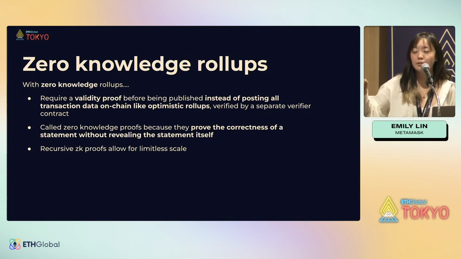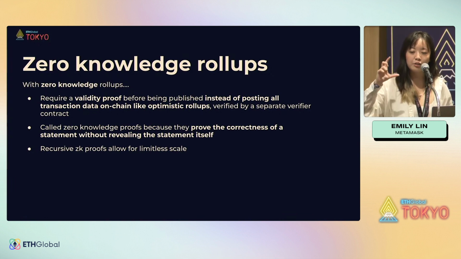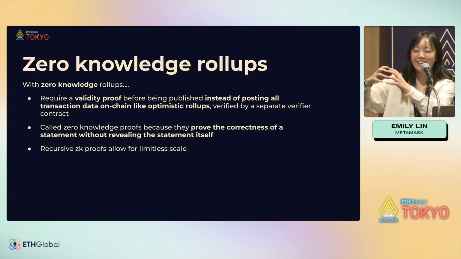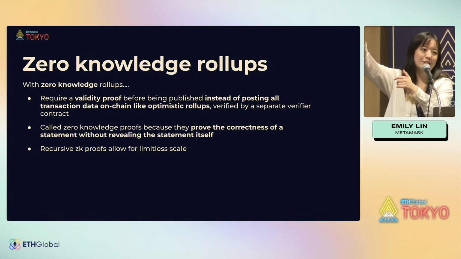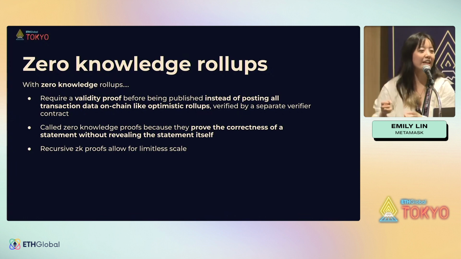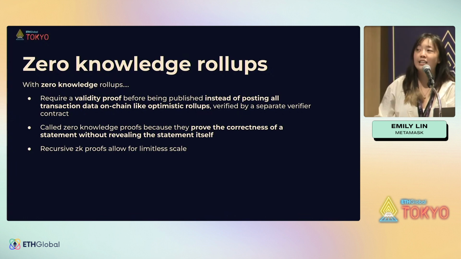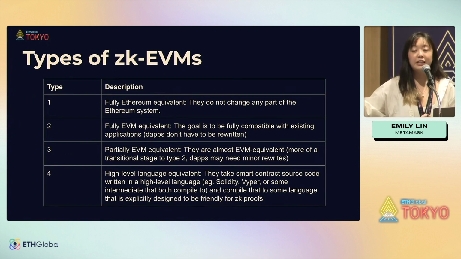The other piece about ZK proofs that makes them really cool is the concept of recursive ZK proofs. Essentially with a ZK proof, you have this information and you can put a ZK proof on top of that and make it smaller. And you can put a ZK proof on top of that and make it smaller, right? So there is what you could call infinite scaling that is enabled by a ZK rollup versus an optimistic rollup.